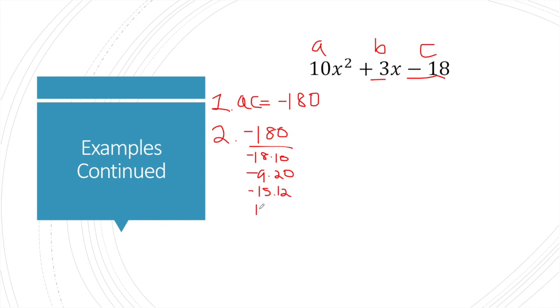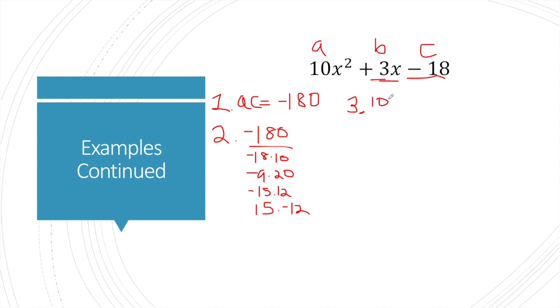Remember, I could also look at positive 15 times negative 12. Positive 15 times negative 12 gives us negative 180. And if I add these two together, that adds up to 3. So now our third step, right, is to rewrite that middle term, B, as the factors we got from step 2. So 15 and negative 12. And then we can factor by grouping. Remember, our goal is to unfoil.